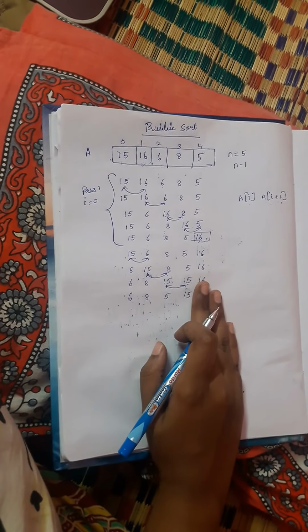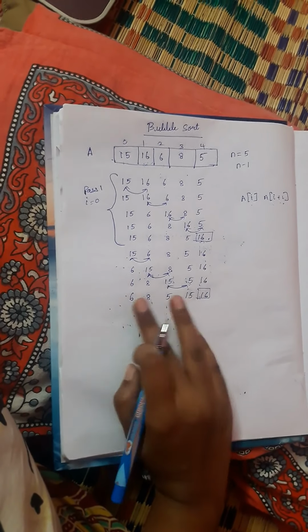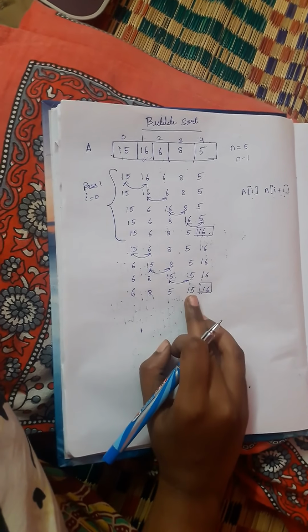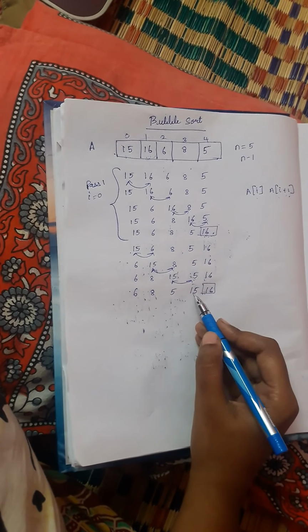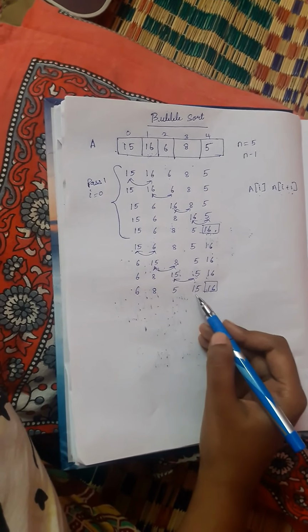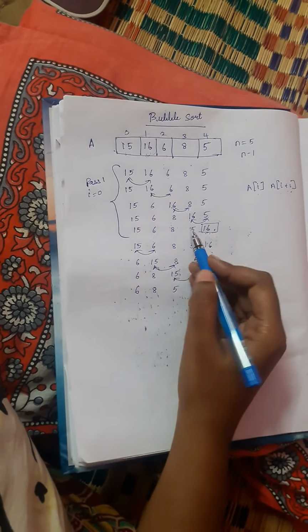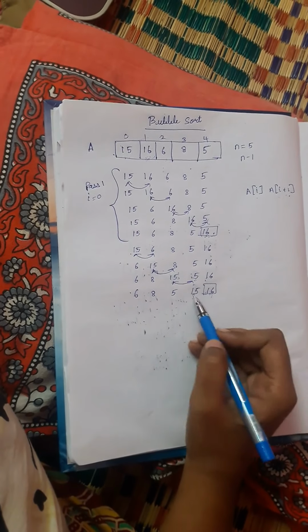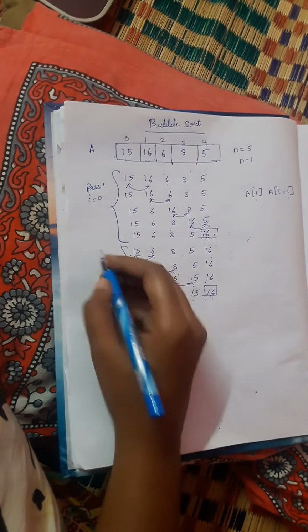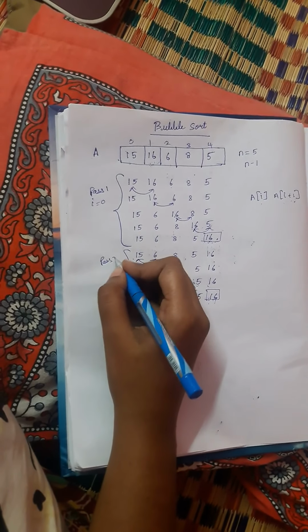Okay, so now these 4 elements only we have considered. We have compared all the 4 elements and sorted this array. There is no need of comparing these 2 elements because 16 is in the correct position. At the last step we don't need to follow that comparison because 16 is already in its correct position. So this is called pass 2.